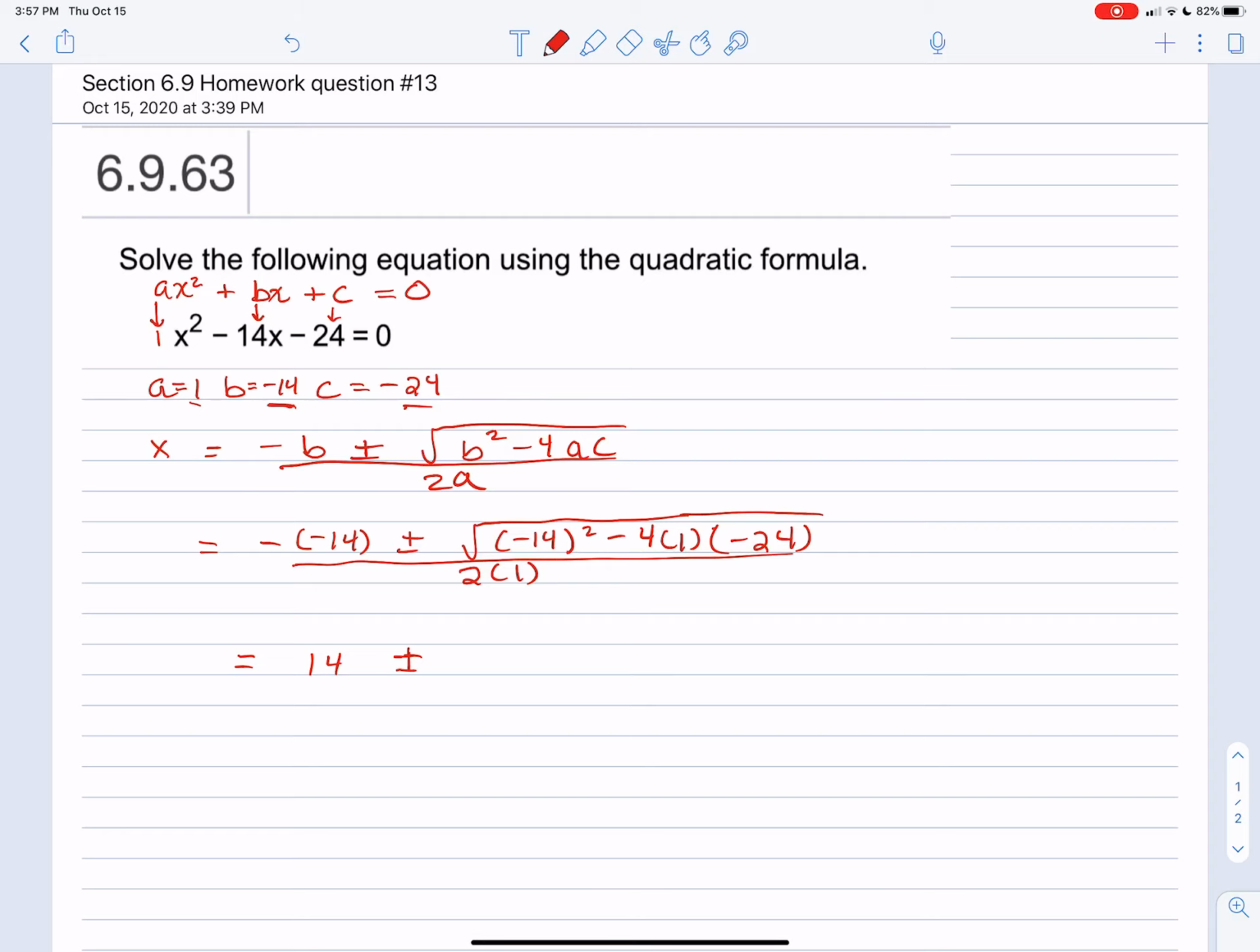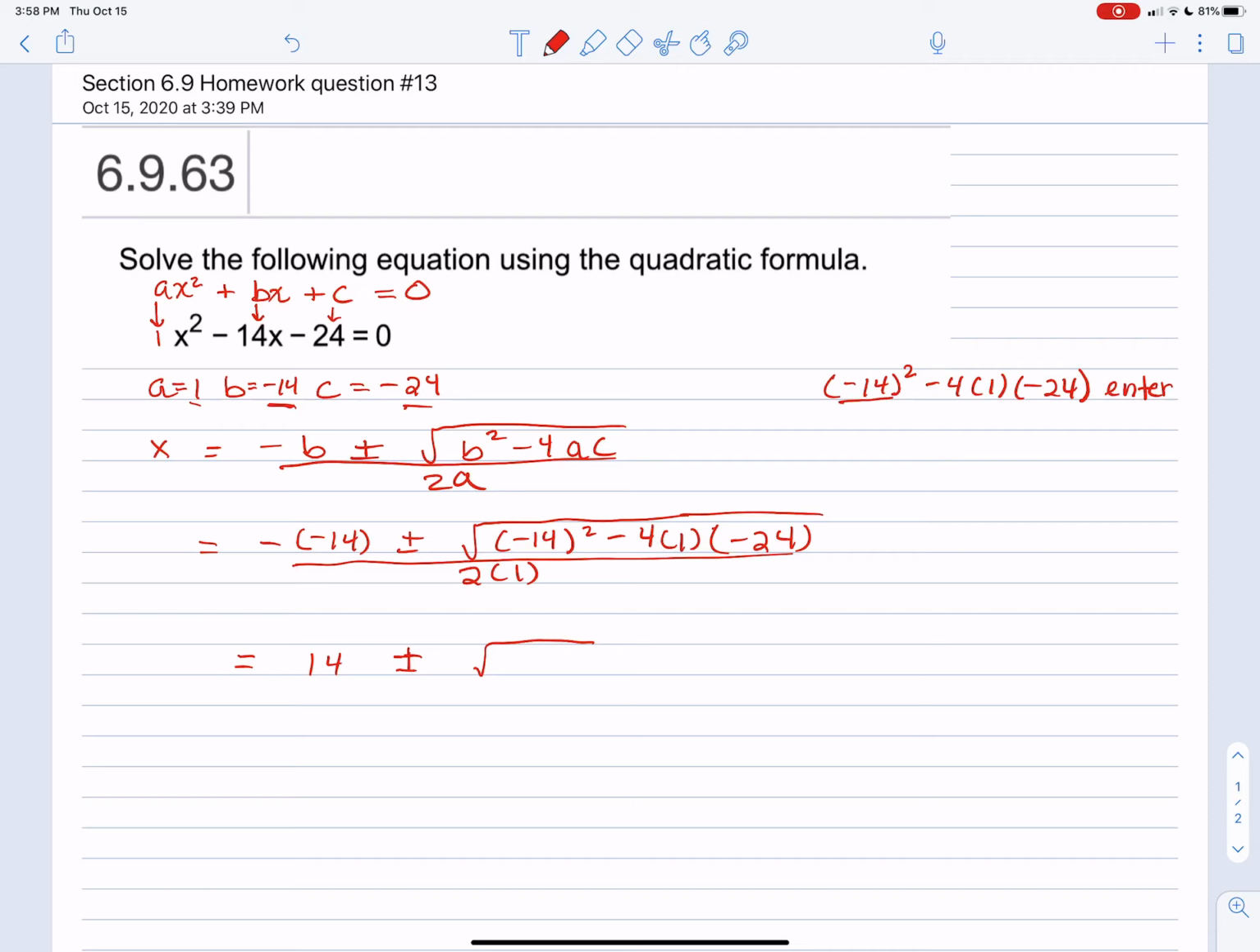Now, the contents of this radical, we could do all in one line on the calculator. Just make sure you put the negative 14 in parentheses before you square it. All in one line and then enter. Or we could follow the order of operations.